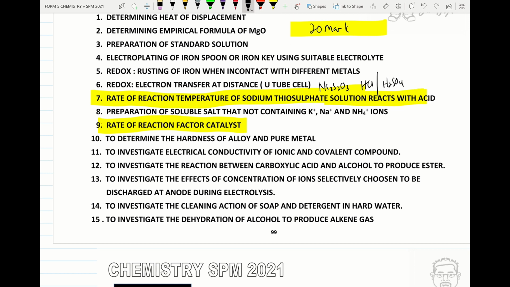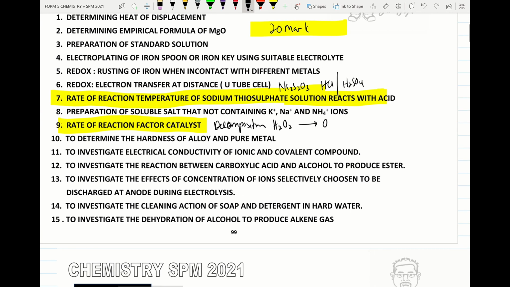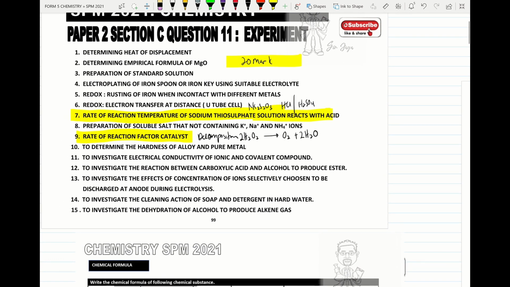In this reaction, students have to remember the decomposition of hydrogen peroxide. When hydrogen peroxide is heated, it will produce oxygen plus water molecules. Balance it: put 2 here, hydrogen 2, hydrogen 2, oxygen balances itself. So these are the factors that we're going to discuss in this slot. Stay focused, and I will discuss a short essay.